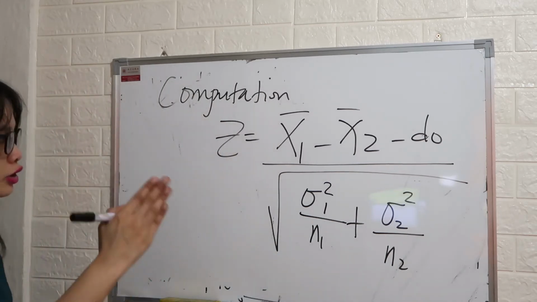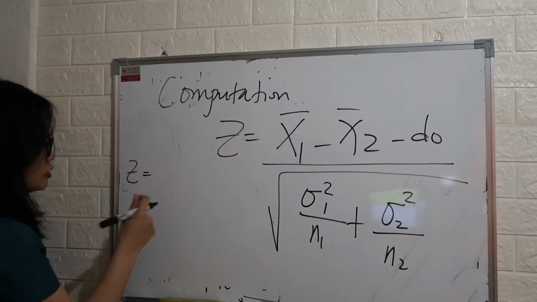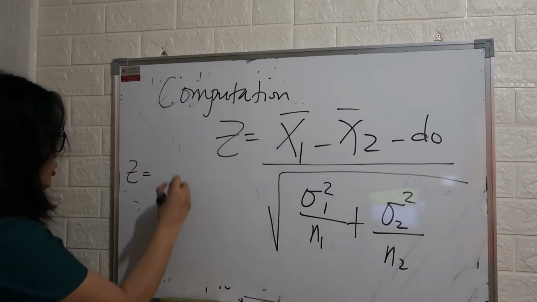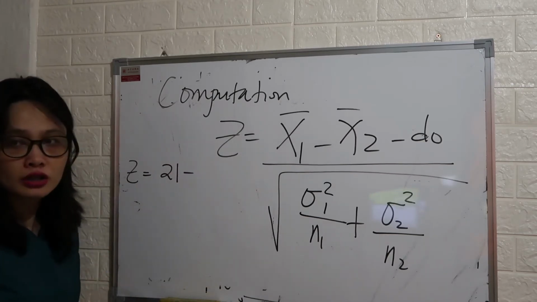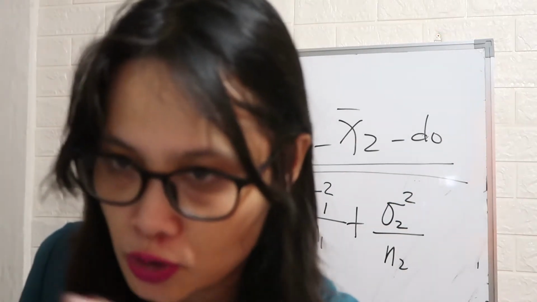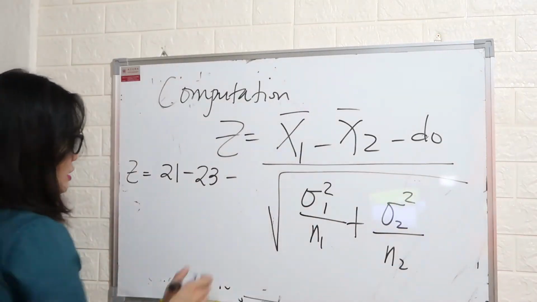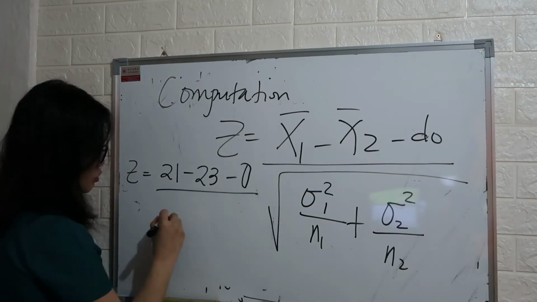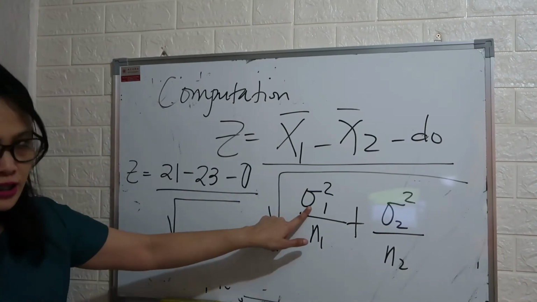Okay, so how do we solve for the z value? The z value is equal to, what's your mean? The mean is 21 minus 23. Of course, your hypothesized difference of two means is 0. It's not given. Okay, over the square root of variance.